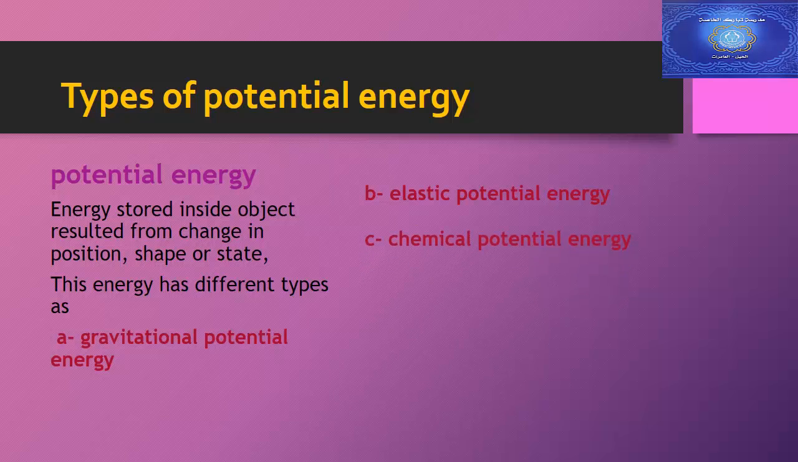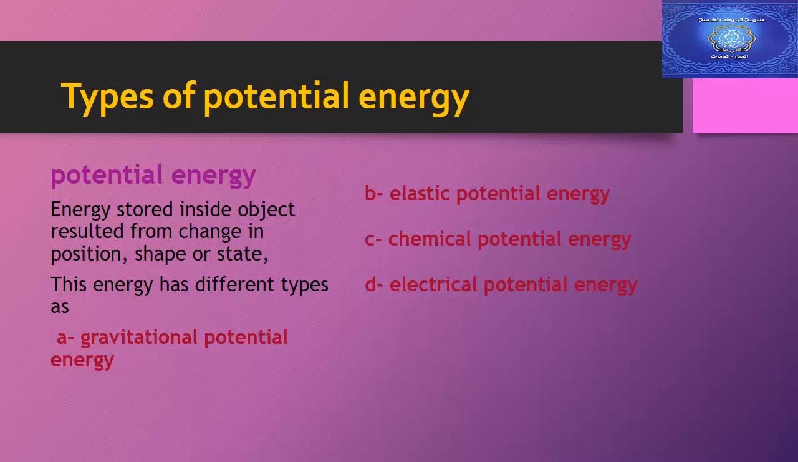The third type of potential energy is called chemical potential energy. This type results when a fuel burns. The energy is released by a chemical reaction. This form is called chemical potential energy. The fourth type of potential energy is called electrical potential energy. As we know in electrical circuits, the current is a flow of tiny charged particles called electrons. Electrons can transfer energy from a battery to a light bulb, so it's called electrical potential energy.